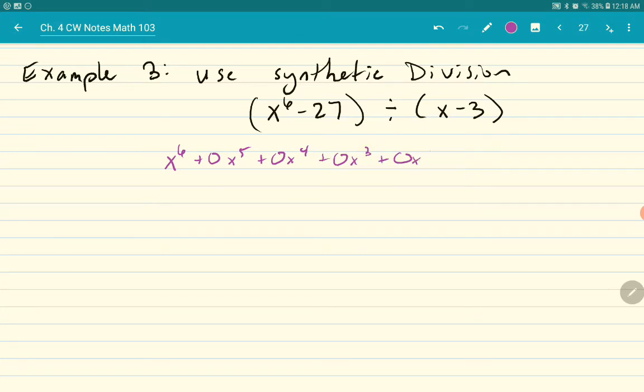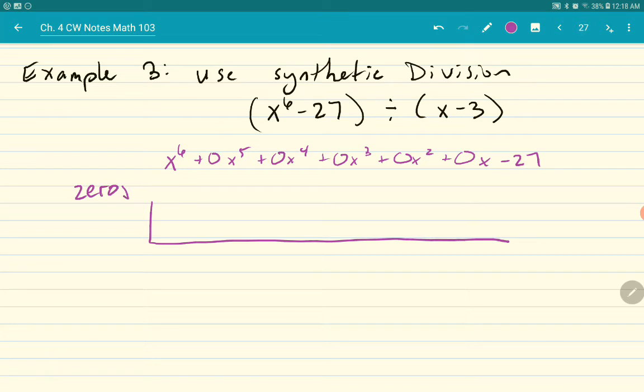This is the same thing we did so far as the long division. And then a minus 27 is my constant. And then now I'm going to divide by x minus 3. And so instead of doing my division bar, this is synthetic division. Instead of doing x minus 3, I'm going to just use the 0. So if the factor is x minus 3, then the corresponding 0 is 3. Remember, if I set that x minus 3 equal to 0, I get x equals 3.